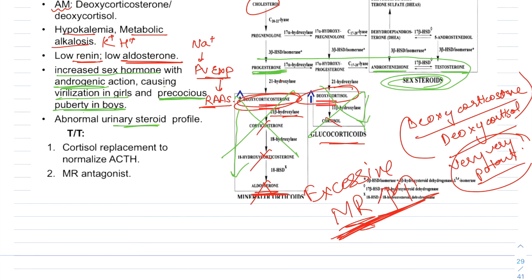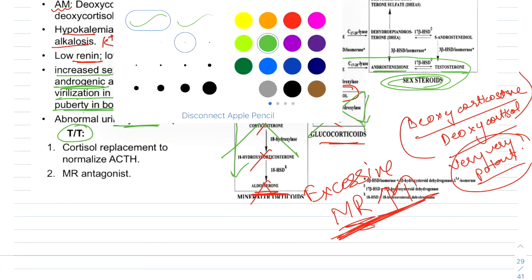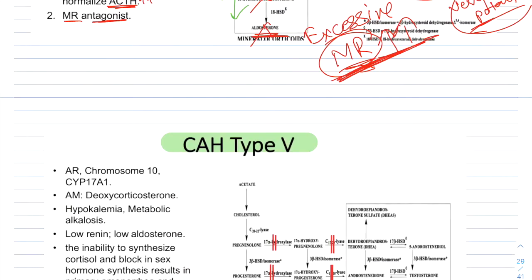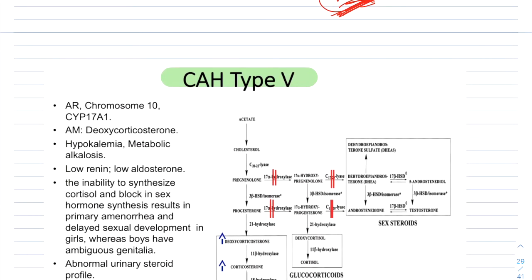So what is the treatment? We have to replace the cortisol to normalize the ACTH production. Because of the low cortisol, ACTH production is increased, so it will cause excessive steroid production. Cortisol replacement normalizes the ACTH on its own. For excessive mineralocorticoid action, we can use a mineralocorticoid receptor antagonist like spironolactone or eplerenone. So this was about congenital adrenal hyperplasia type 4, the main features of it.